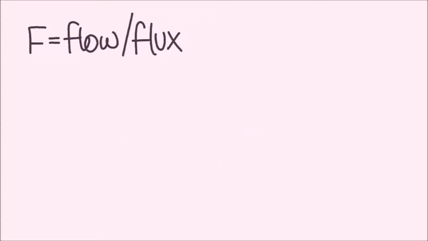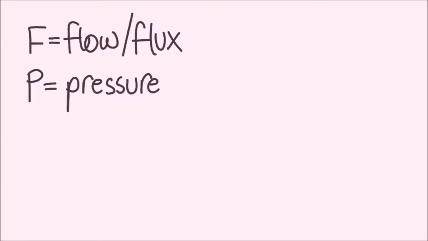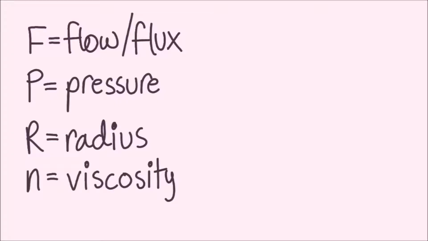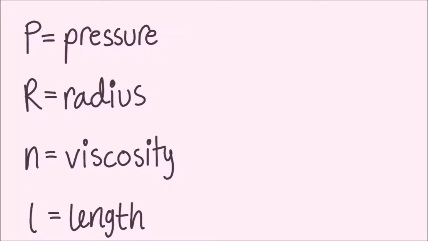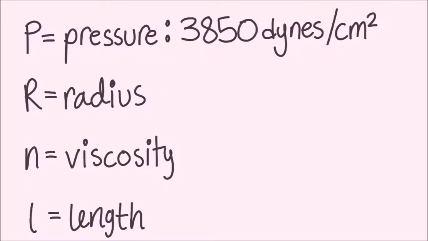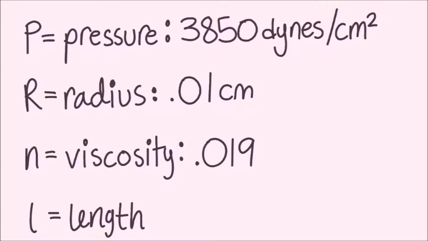Here, F represents the flow or flux, P represents the pressure difference from the ends of the artery, R represents the radius of the artery, N represents the viscosity of the fluid, which in this case is blood, and L represents the length of the artery. Let's say that in this problem, the values are P equals 3,850 dynes per centimeter squared, R equals 0.01 centimeters, N equals 0.019, and L equals 3.2 centimeters.